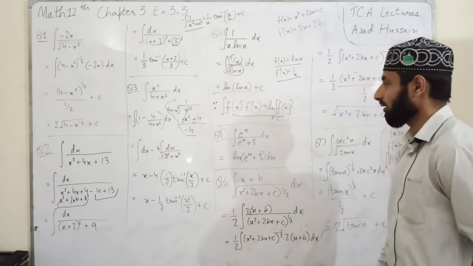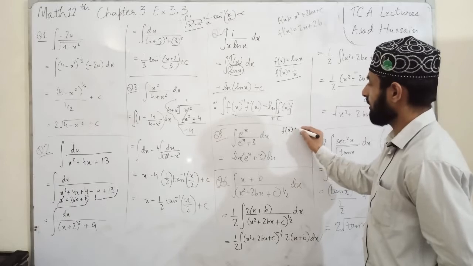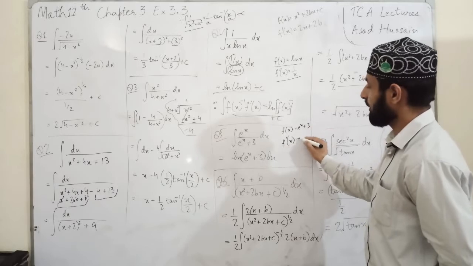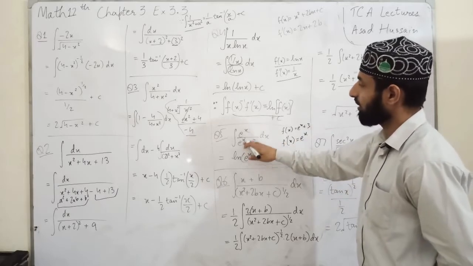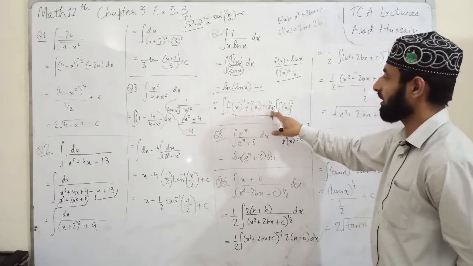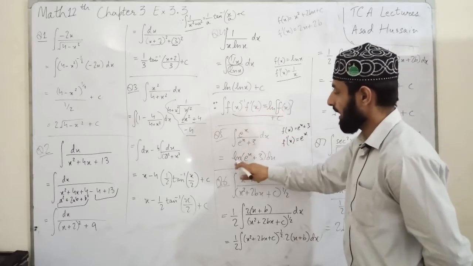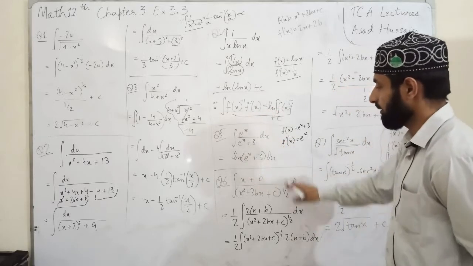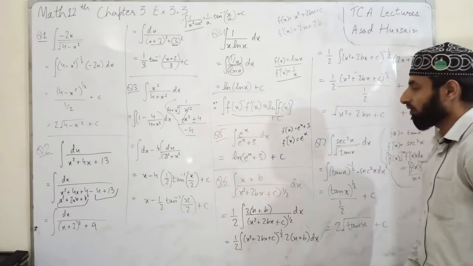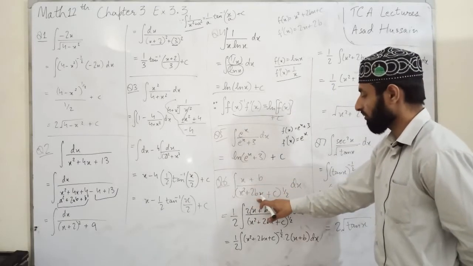Moving on to question number 5. In question number 5, our function is e to the x plus 3 and its derivative is e to the x. So, we are using the same formula as before: derivative of function over function is equal to ln f of x. So, its answer will be ln of e to the x plus 3 plus c.